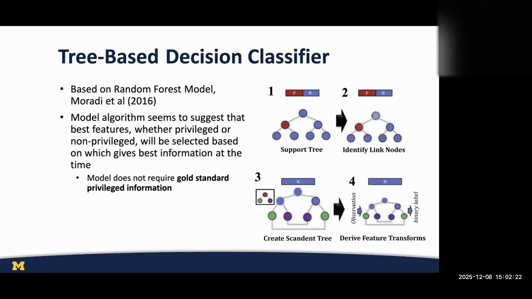So we tried a tree-based decision classifier. This model, which we call Random Forest Plus, is a tree-based method that incorporates both privileged and non-privileged information. And the good thing about a tree-based method is that every time there is a node split, the model always chooses the feature that is the most indicative of the outcome, whether or not that feature is privileged. Therefore, this model does not require the privileged information to be gold standard.